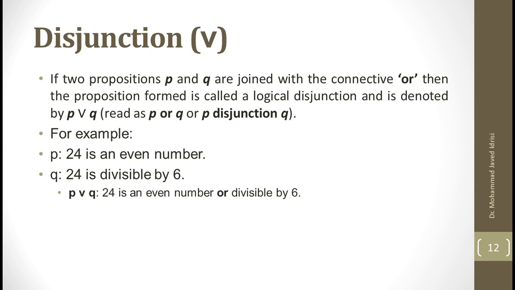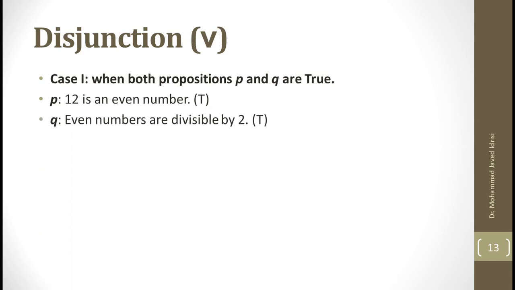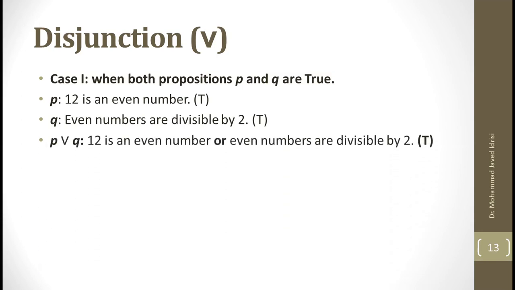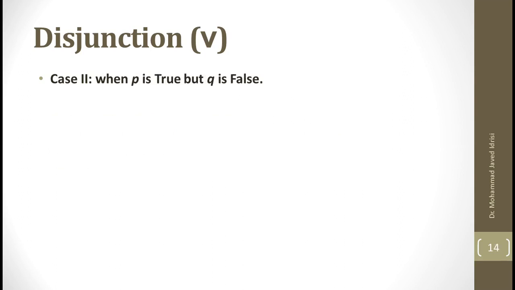Again here we will consider 4 cases. In the first case, both P and Q are true. For example, P is 12 is an even number and Q even numbers are divisible by 2. Here both propositions P and Q are true. So their disjunction is given by 12 is an even number or even numbers are divisible by 2, which is a true proposition. So we can say that the disjunction of P and Q is true if P and Q both are true. In the second case, we consider P is true but Q is false.